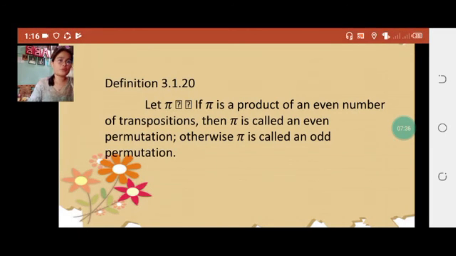So, let's continue with definition 3.1.20. Let pi be an element of S sub n. If pi is a product of an even number of transpositions, then pi is called an even permutation. Otherwise, pi is called an odd permutation. So, a permutation is either even or odd depending on the number of transpositions in the product.